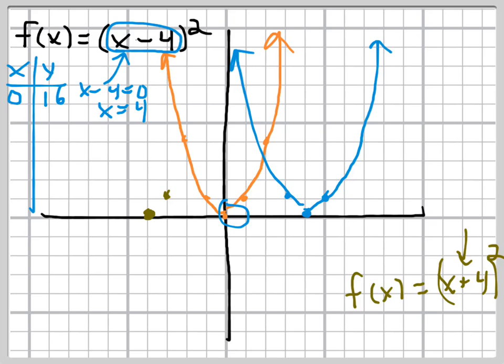So if it's a plus inside the parentheses, intuitively we want to think it moves it to the right, but it actually moves it to the left 4 units. So this here in Van Dyke Brown is going to be f of x equals x plus 4 squared.